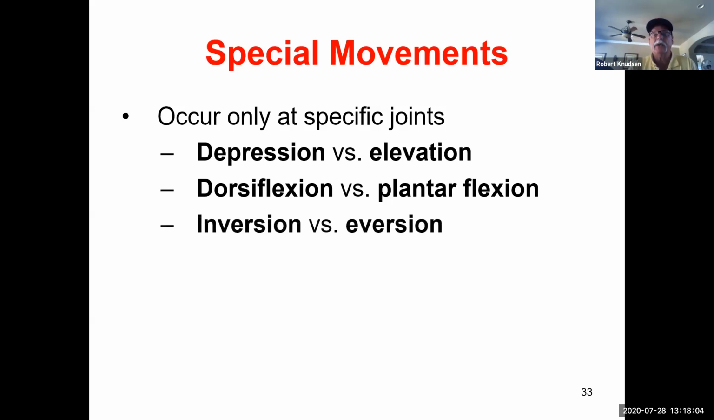That's a special movement. Inversion, eversion. When I want to look at the bottom of my foot and I look at my instep, that's the inside, and I go like this, that is called inversion. When I turn it and look the other way, it's called eversion. Okay.